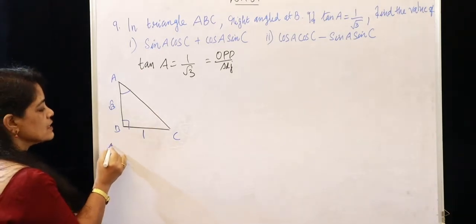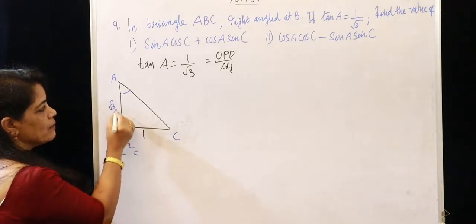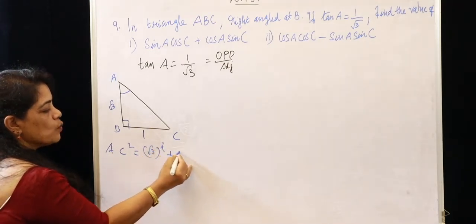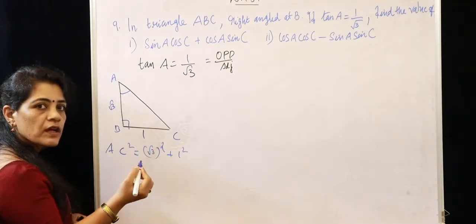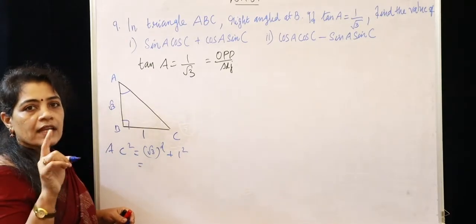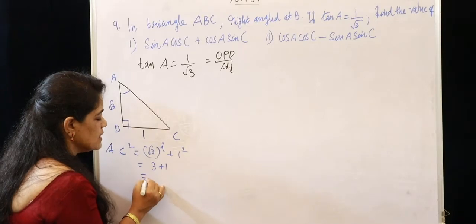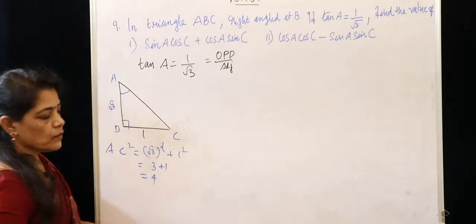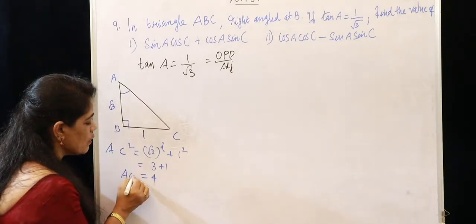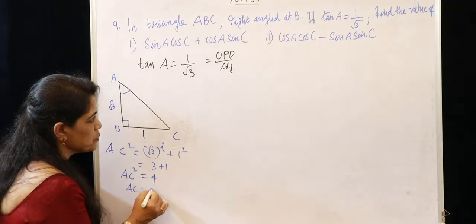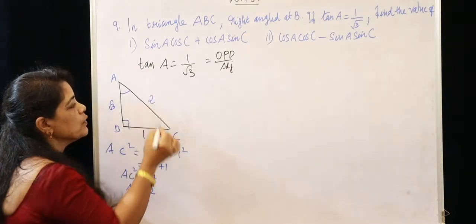So, AC square is equal to AB square, root 3 square, plus 1 square. Root 3 square, the root and square get cancelled. So, 3 plus 1, that is 4. So this is AC square. So, AC will be square root of 4, which is 2. So hypotenuse is 2.